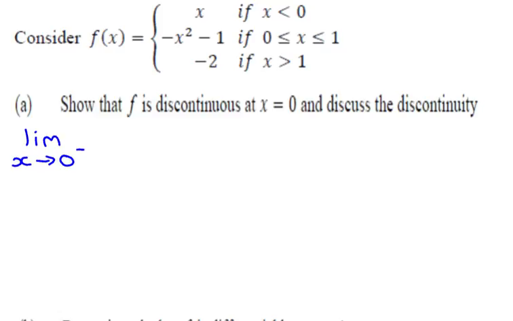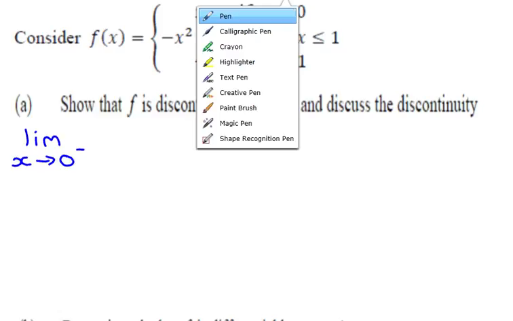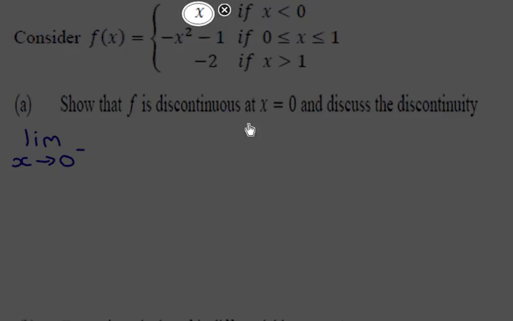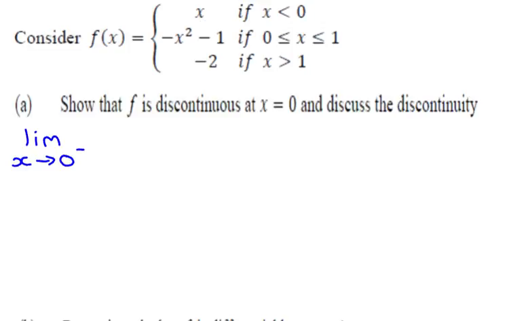the left of my function. Now remember, this is the function that we're dealing with. If x is less than 0, my function is x. So that is the function that I'm dealing with here. Okay, so the limit from the left, we make x to be 0 because we can sub directly for this limit and we get 0.